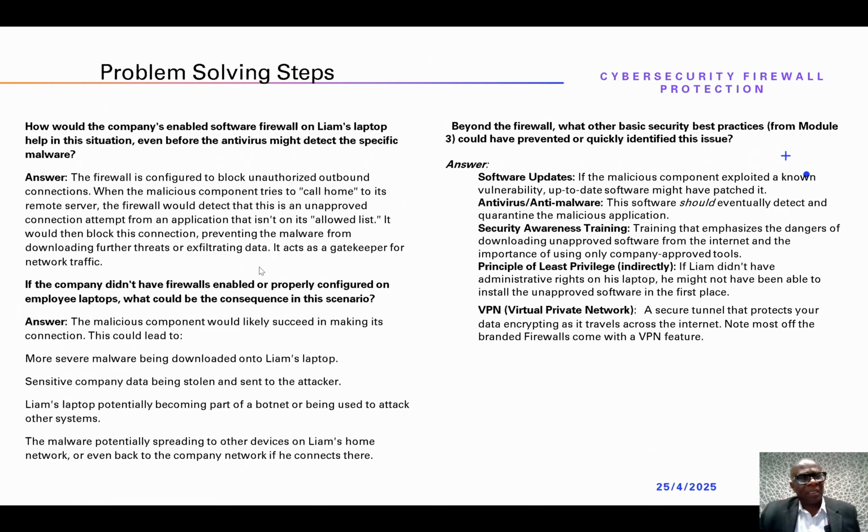So the answer is, the firewall is configured to block unauthorized outbound connections. When the malicious application tries to call home to its remote server, the firewall would detect that it is an unapproved connection attempt from an application that isn't on its allowed list. It will then block this connection, preventing the malware from downloading further threats or exfiltrating data. It acts as a gatekeeper for network traffic.